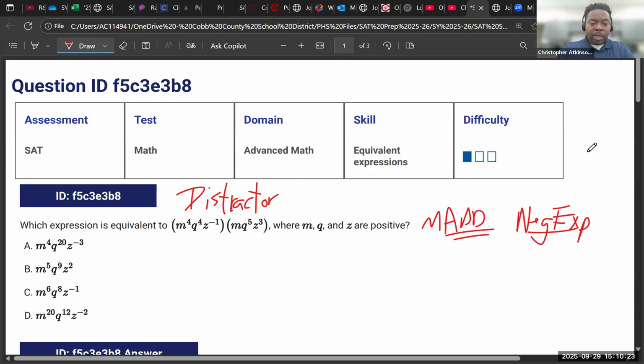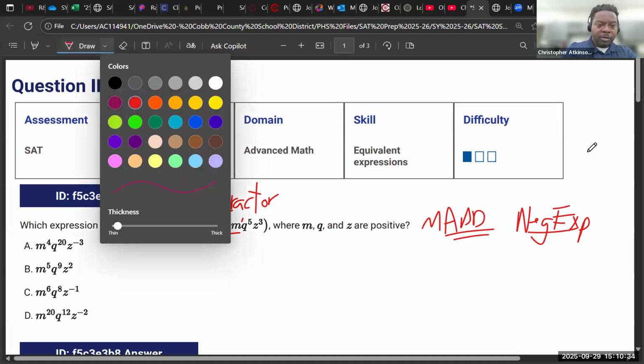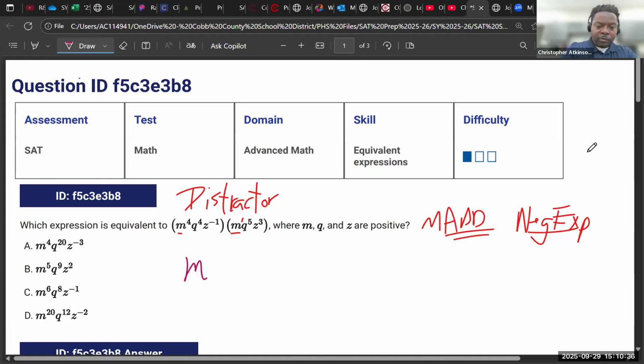When multiplying, I'm going to multiply my M to the fourth and my M. That M has an understood 1, so that becomes M to the fifth. Same thing with my Q. I have Q to the fourth and Q to the fifth. Again, I'm multiplying, so I add my exponents. That becomes Q to the ninth.